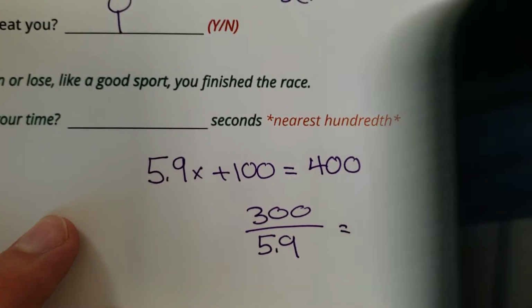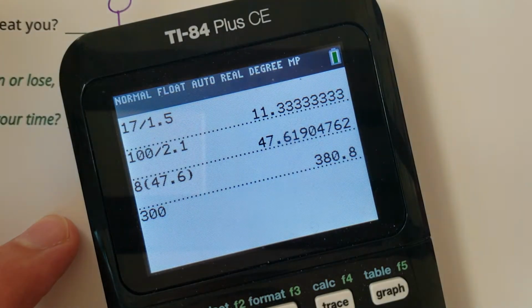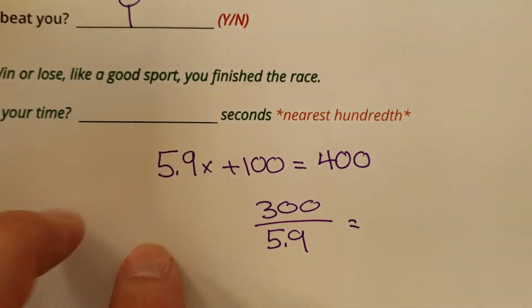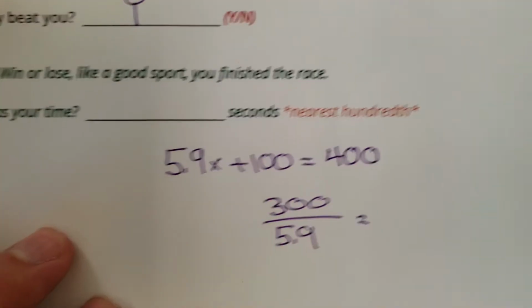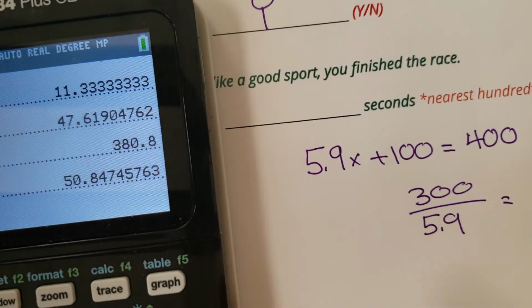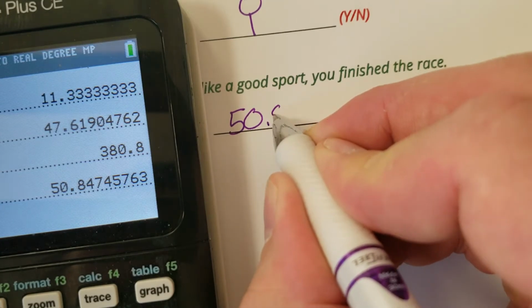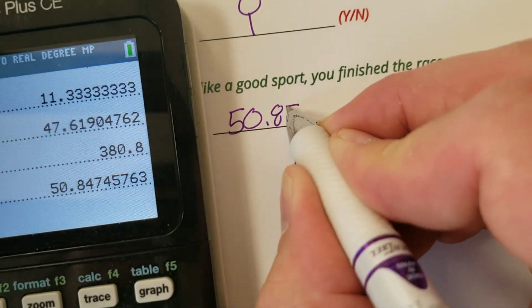So here we go. You had to run 300 meters, and you could do it at 5.9 meters a second. You would cross the finish line, what does it say? Nearest 100th. Ooh, wow, we're getting spicy here. You would cross the finish line at 50.85.